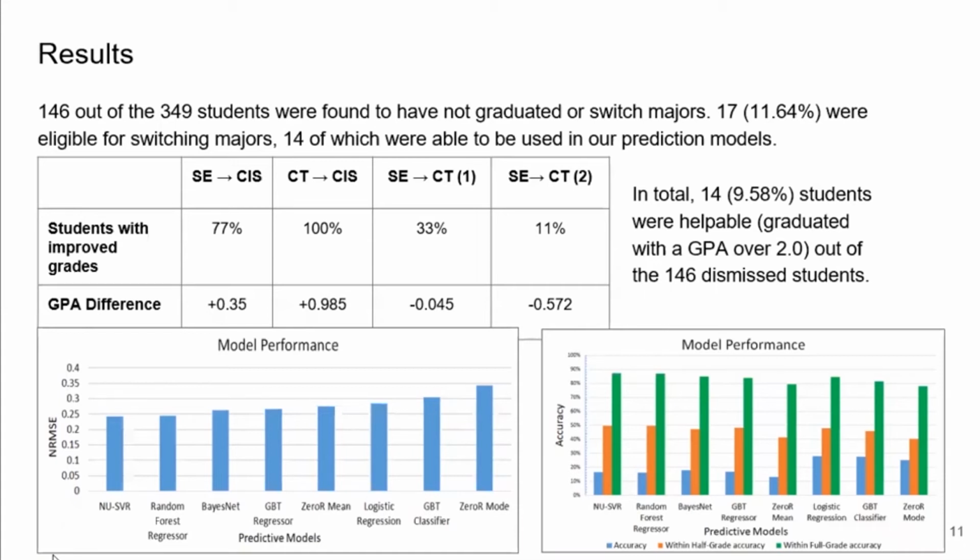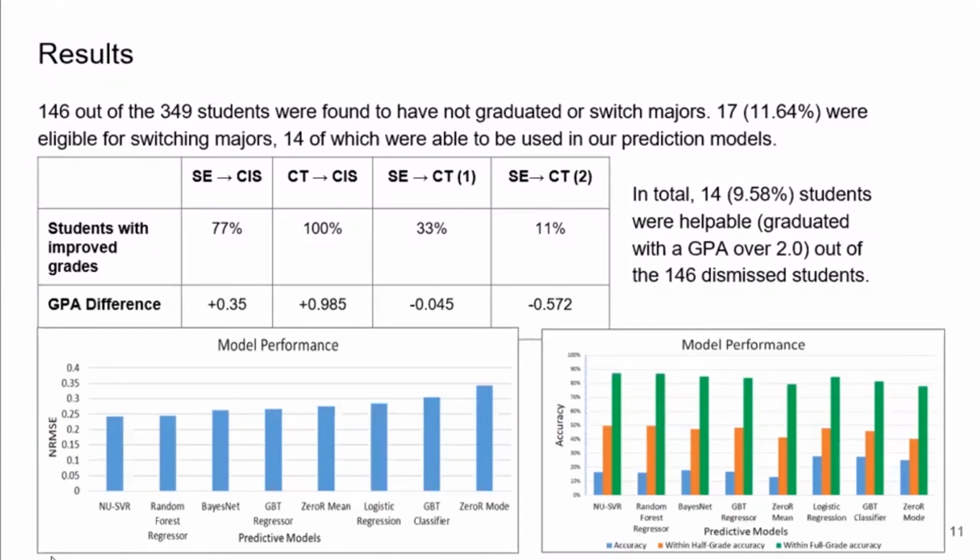Normalized root mean square error, or NRMSE, is our primary evaluation metric. It is calculated on a 0 to 1 scale, with lower numbers being better. On the bottom right, we have our accuracy chart. We analyzed each model on a plain prediction accuracy, accuracy within a half grade, for example, a B prediction within B+ to B-, and accuracy within a full grade, for example, a B prediction within A to C.